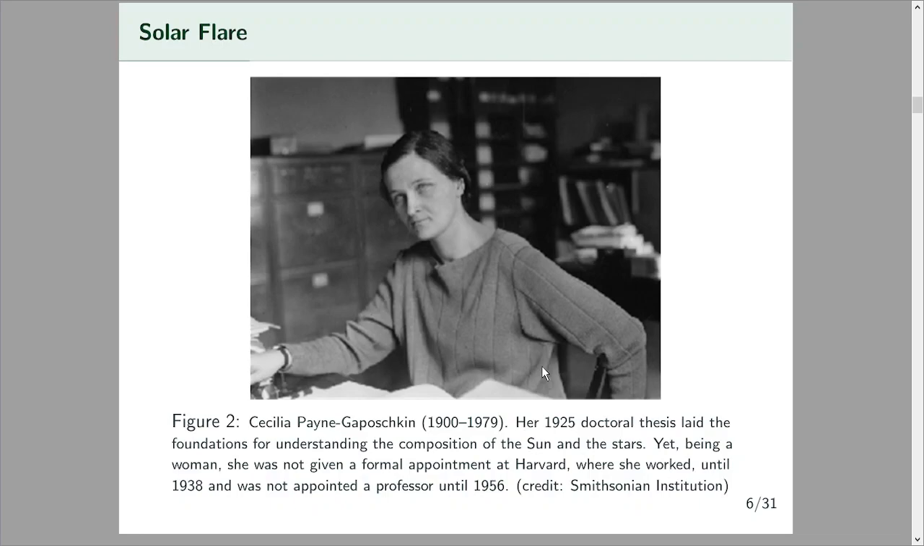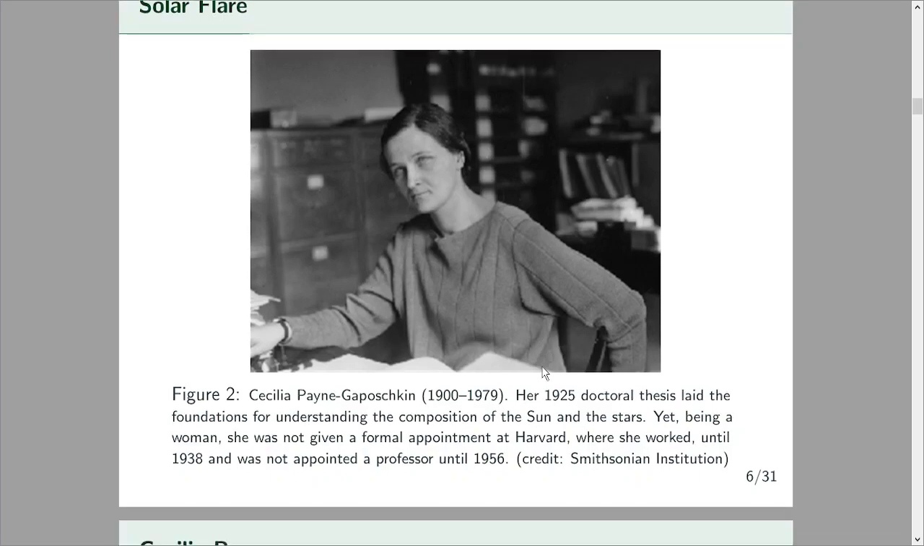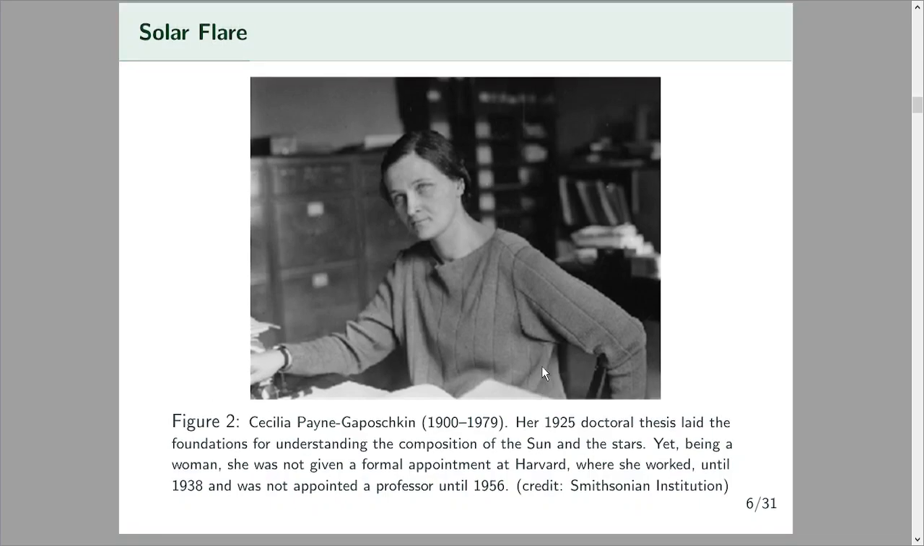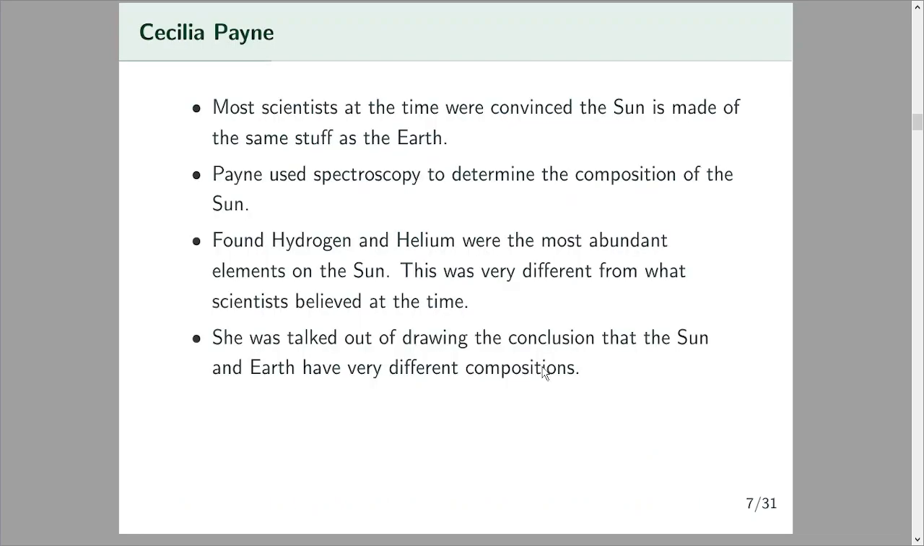And the first thing Cecilia Payne did that was really important was she looked at the spectrum. We talked about spectrum in this class. She looked at the spectrum of stars, and she noticed that it was dominated by hydrogen and helium. And so she concluded that stars have a huge abundance of hydrogen and helium. Most scientists at the time were convinced that the sun was made of the same stuff as the Earth. She used spectroscopy to determine the composition of the sun and found that hydrogen and helium were the most abundant elements. This is very different than what scientists believed.